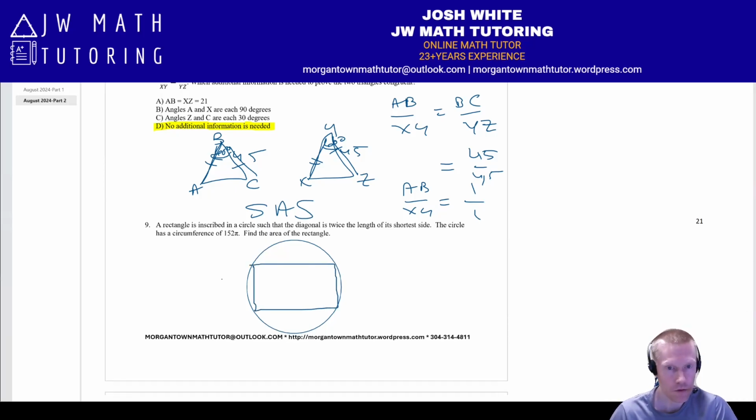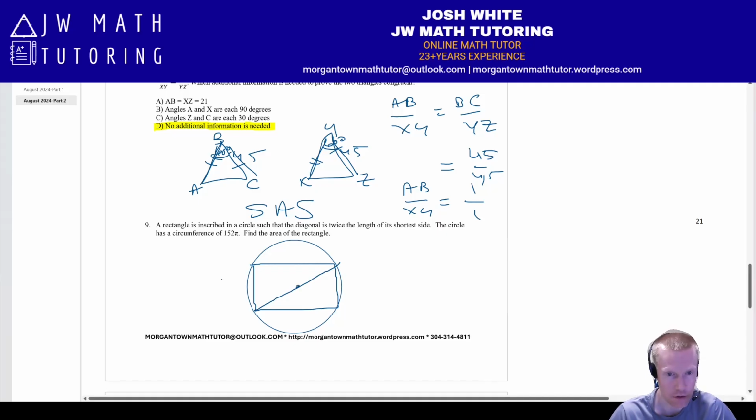All right, and we're also told that the diagonal of the rectangle is twice the length of the shortest side of the circle. So the diagonal would be right here. It goes to the center. So we say 2x, and say this short side is x. We're also told that the circle has a circumference of 152 pi.